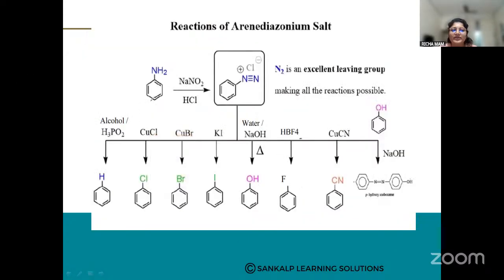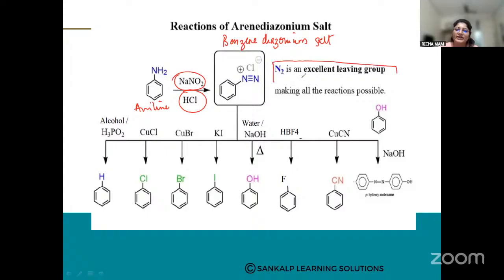So here you can see, we have taken aniline. Aniline is reacted with sodium nitrite in the presence of concentrated HCl. You get a benzene diazonium salt. You can see the structure: benzene N2Cl. As you know, N2 is an excellent leaving group, so all types of reactions are possible over here.